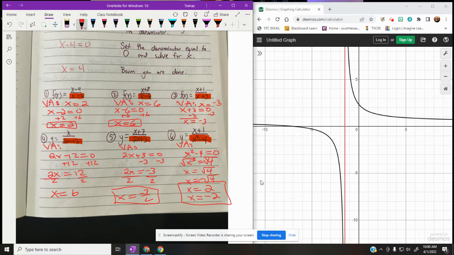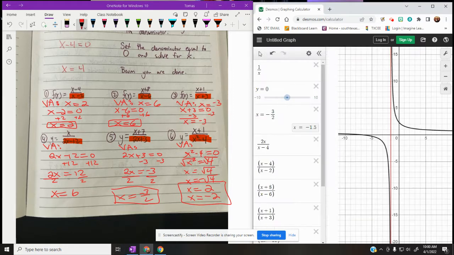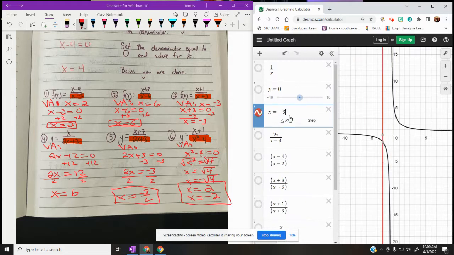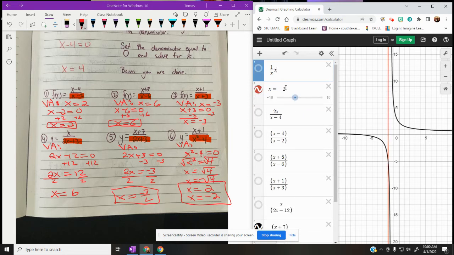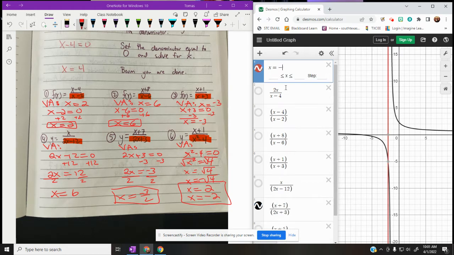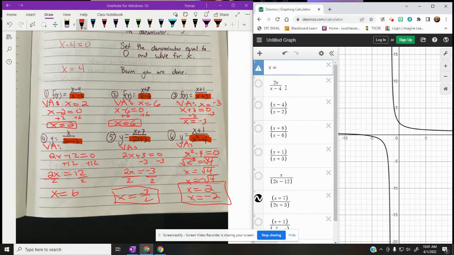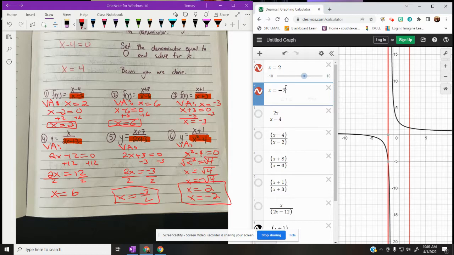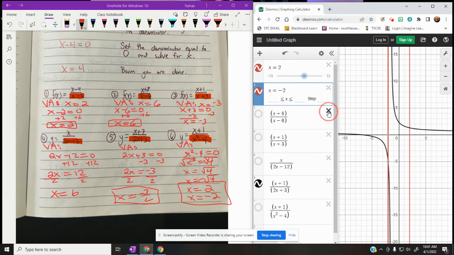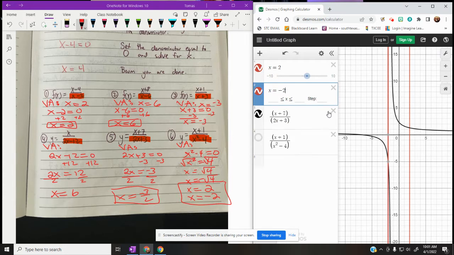So I'm actually going to type the two vertical asymptotes in. I'm going to have x equals 2, enter. X equals negative 2, enter. And then I don't need this one, this one, this one. Which one am I checking? Okay, this one right here.